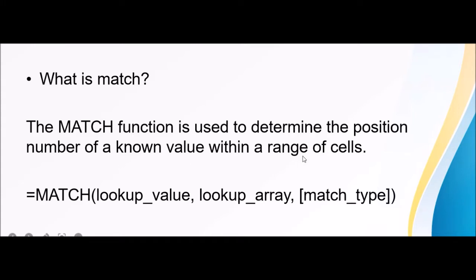MATCH syntax: you can use equal to MATCH, lookup value, lookup array, match type. The lookup value means the particular cell for which I have to get a value, and the lookup array can be a table or a particular range. The match type is -1, 0 or 1. Mostly we use 0 for the exact match.